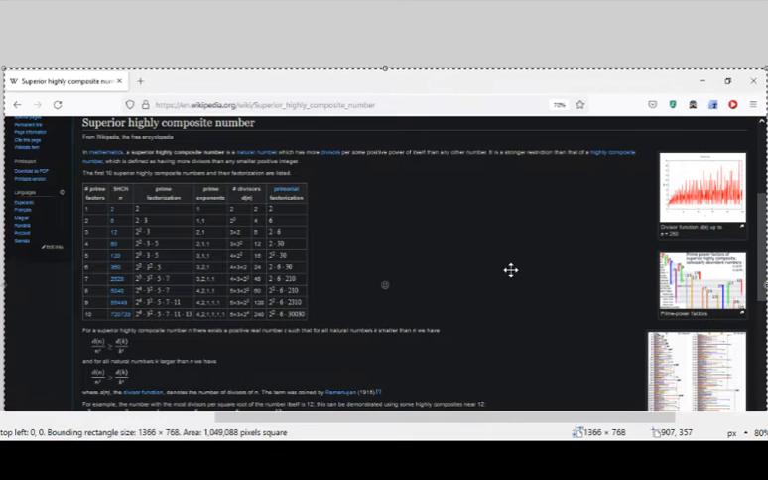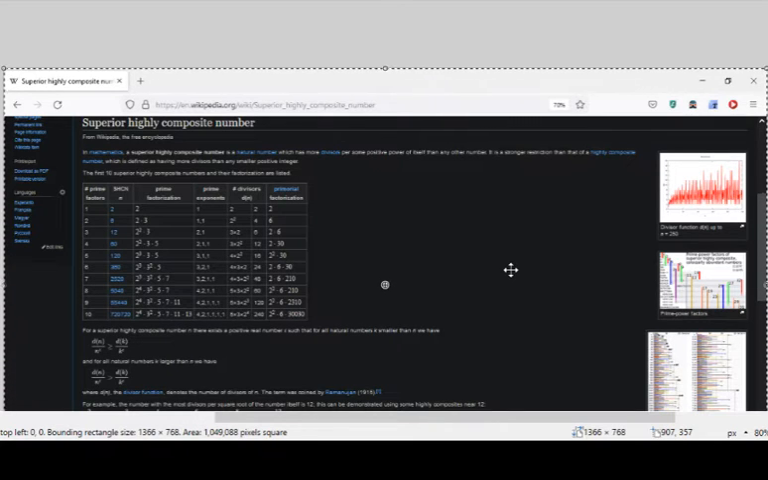Today I wanted to talk about superior highly composite numbers. Generally there's an idea called highly composite numbers, and those are numbers that have more divisors than any other number smaller than itself. Like 12, for example. 12 has more divisors than every other number smaller than it.